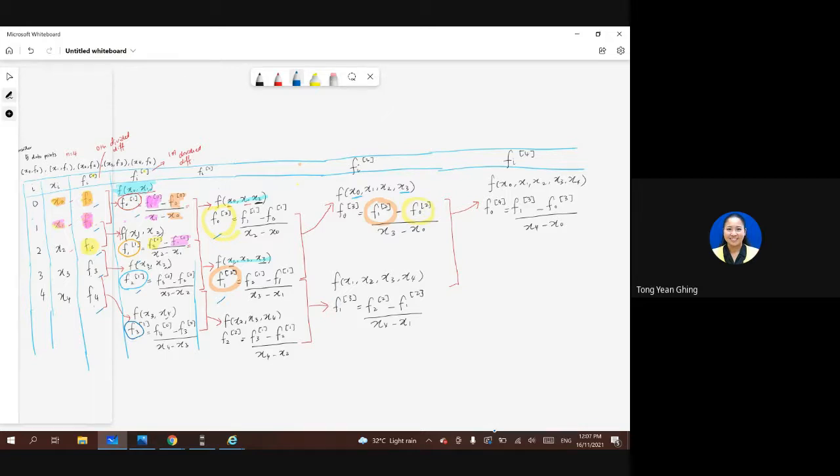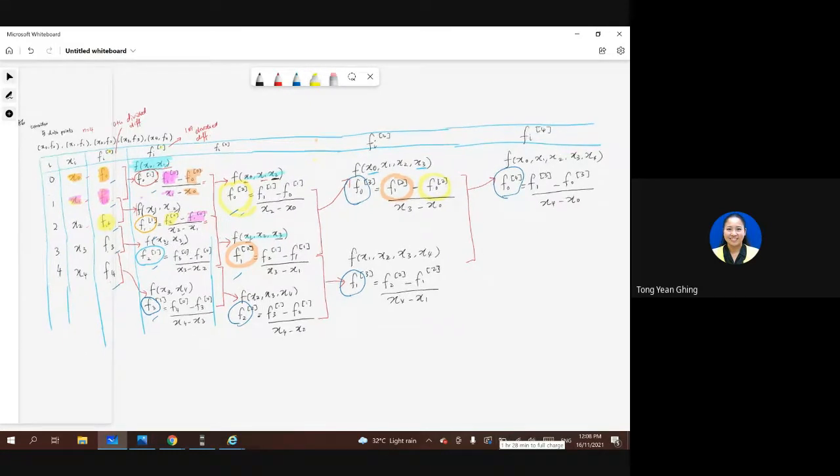So we have like 1, 2, after 5 data points, and then we will reduce to 4 divided difference. And then for the second degree, we have 3. And then we continue with 2 divided difference for the third degree. And then fourth degree, we only have 1. So kena sampai fourth degree lah.